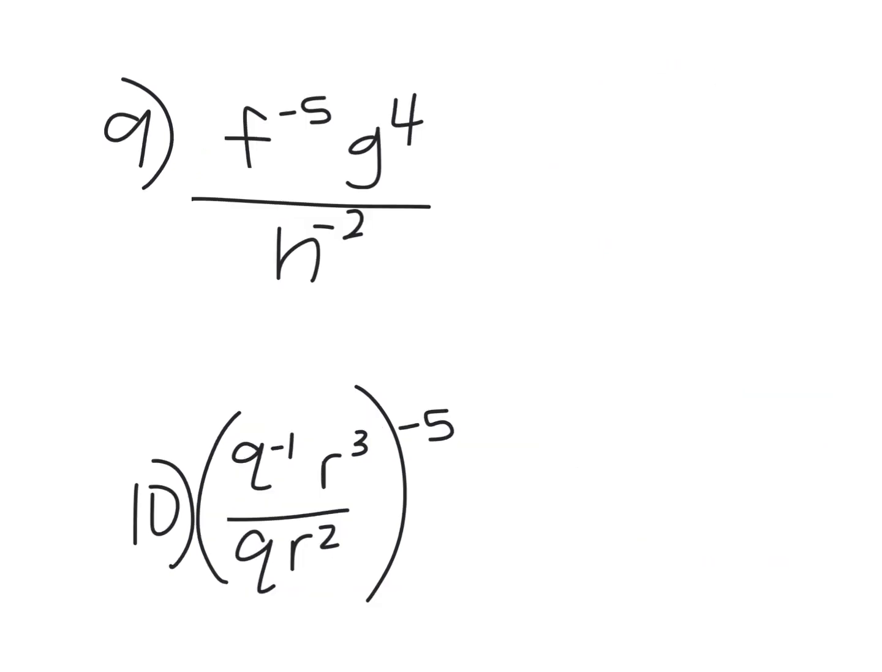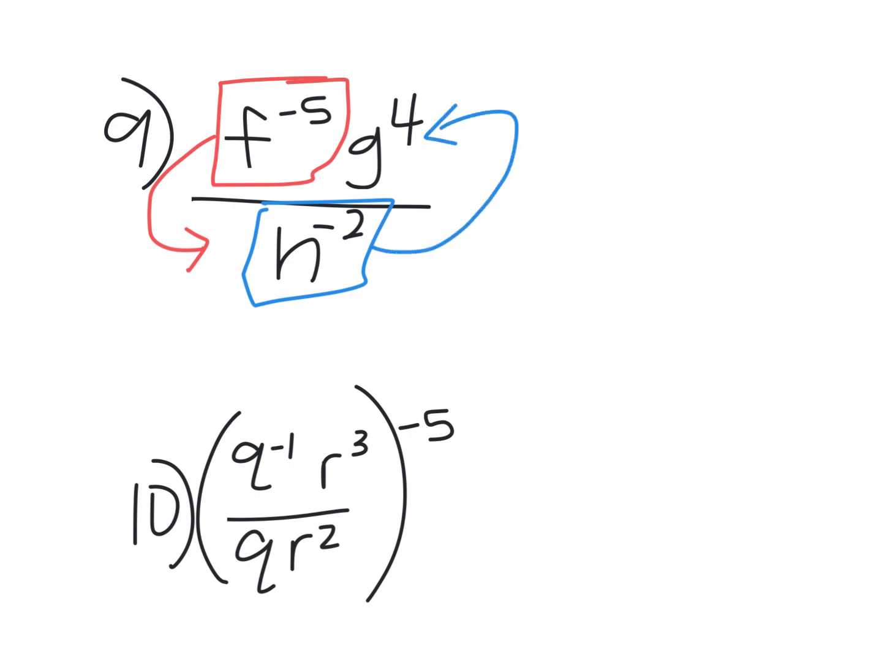And then our last two are going to make us think a little bit. So I know that f to the -5 is now going to come into the denominator position. And then I know that h to the -2nd is going to move up to the numerator. So I'm going to rewrite that then. And it's going to be g to the 4th, h squared over f to the 5th. So I flip-flopped the f and the h, and then I made the exponents positive.